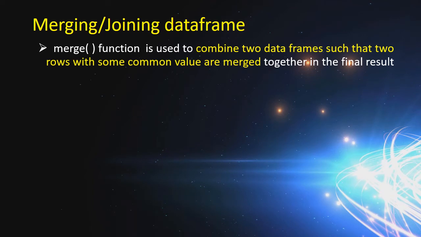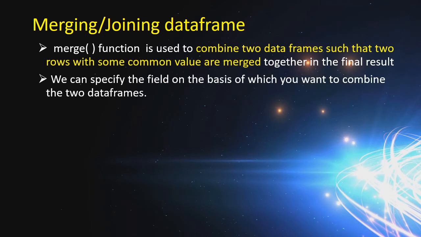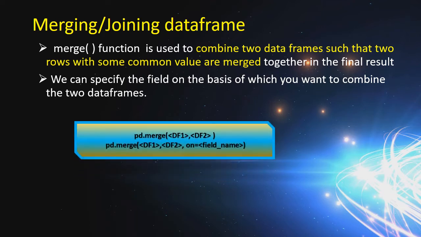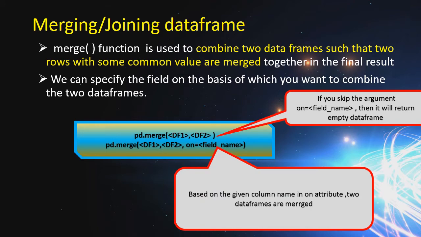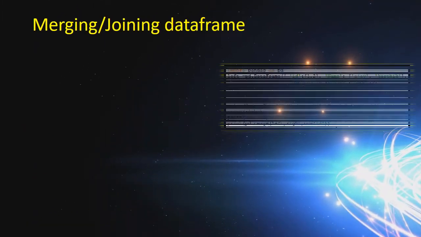And next, joining the data frames, you can use the functions merge and concatenate. While you are using the merge function, you can use the attribute on. If you don't give the attribute, it will return an empty data frame only. So we must use the attribute on. On means based on which column we want to merge the two data frames, we have to give. If you skip that attribute, it definitely returns an empty data frame.